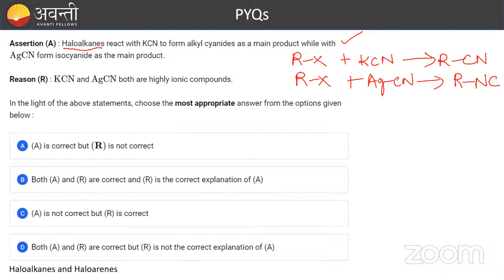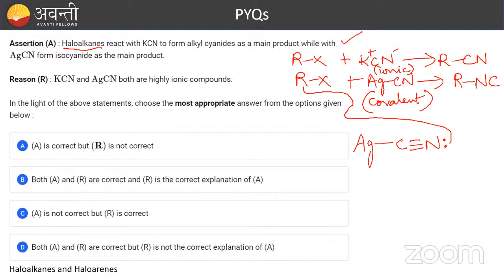It is because KCN is an ionic compound. It is classified into K plus and CN minus. So for ionic species, cyanide will be the major product. But AgCN is a covalent compound. Silver is here, and this is a covalent bond, and it is triply bonded with the nitrogen. So only the nitrogen center is available, and nitrogen will go and form the bond with this R group. So we get a nitrogen-R bond on the product side, and we call this product isocyanide.